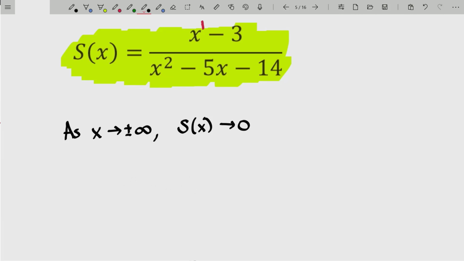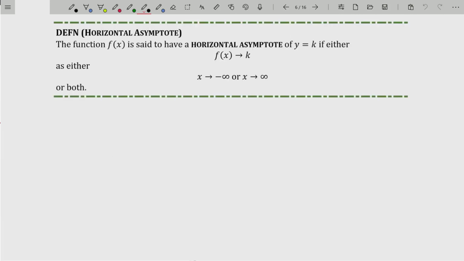So don't worry about that. Okay, we only use a superscript notation for x's, which we don't need for infinity. And that gets us to this next definition. So we had already defined the vertical asymptote. Now, here's the horizontal asymptote.